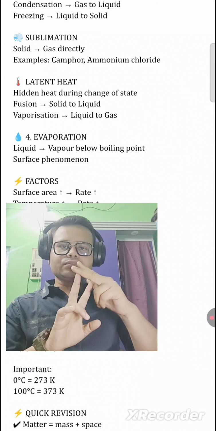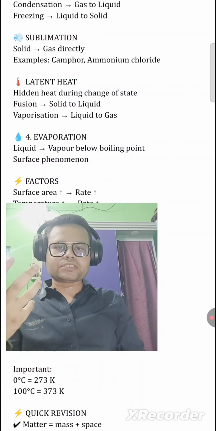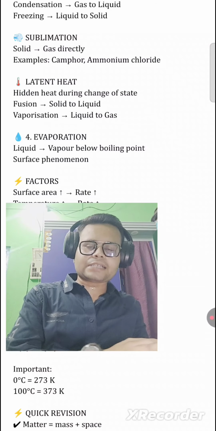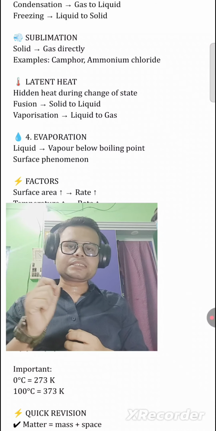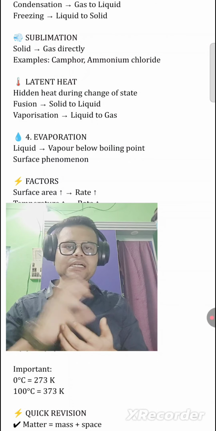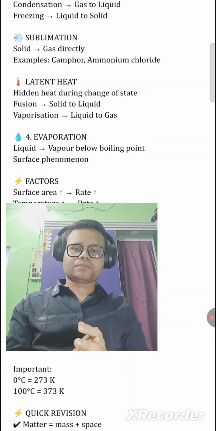You can see that in fusion there is a conversion of solid to liquid, but in vaporization the liquid is converted to gas. So in both cases we can see that latent heat is involved, in the form of hidden heat during the change of state, in simple terms.